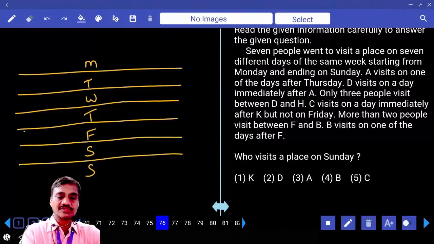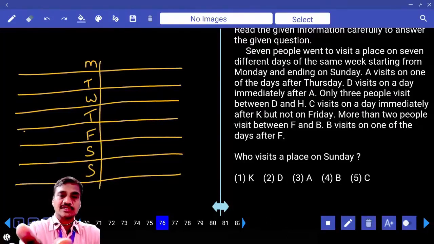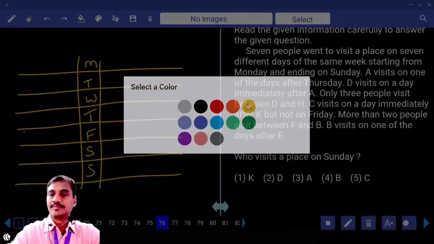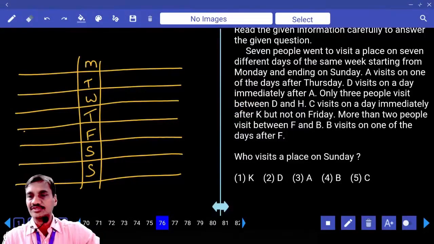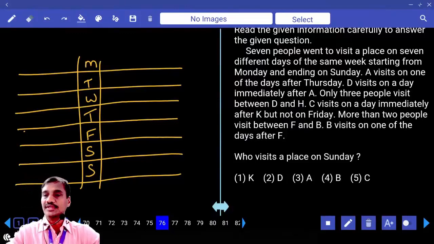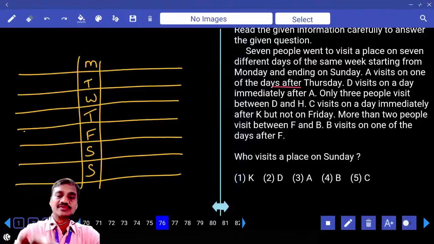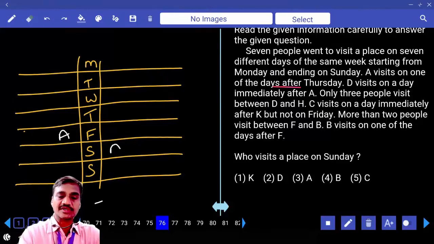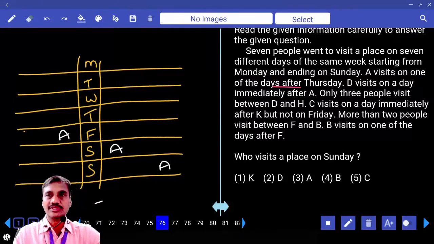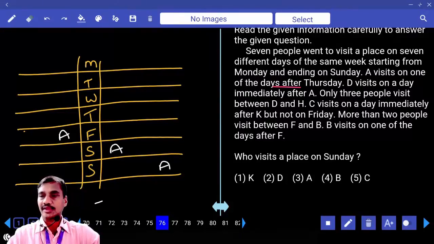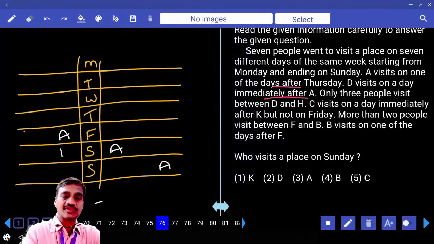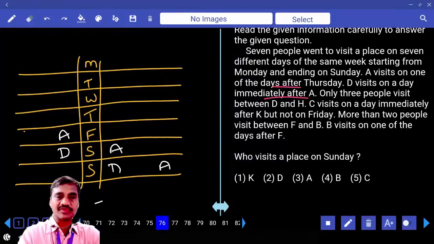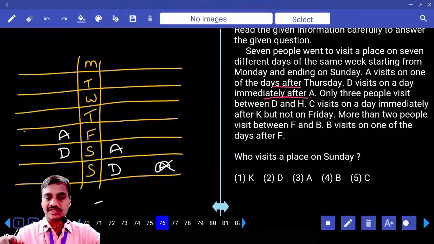Then coming to condition number 1 in this. Tell me what information is provided. 7 days. A visits on one of the days after Thursday. A is on one of the days after Thursday. Hence A can be on Friday, Saturday or Sunday. How many possibilities do we have? 3 different possibilities. And D visits on a day immediately after A. Immediately after A is D. But the third case where A is on Sunday is ruled out.